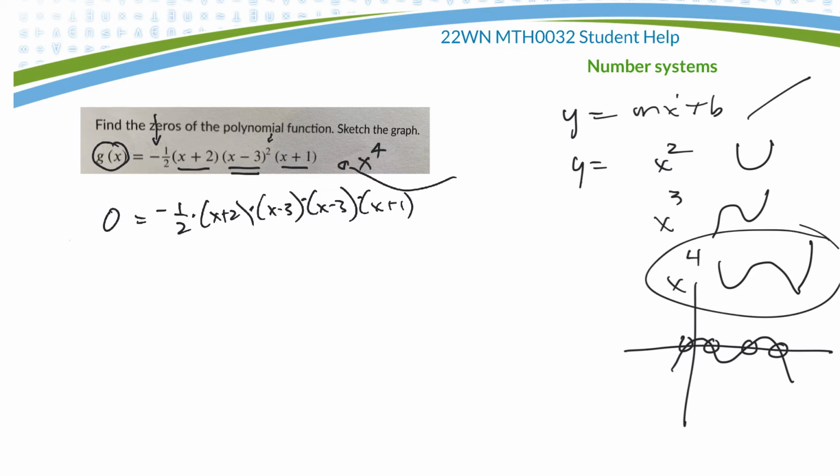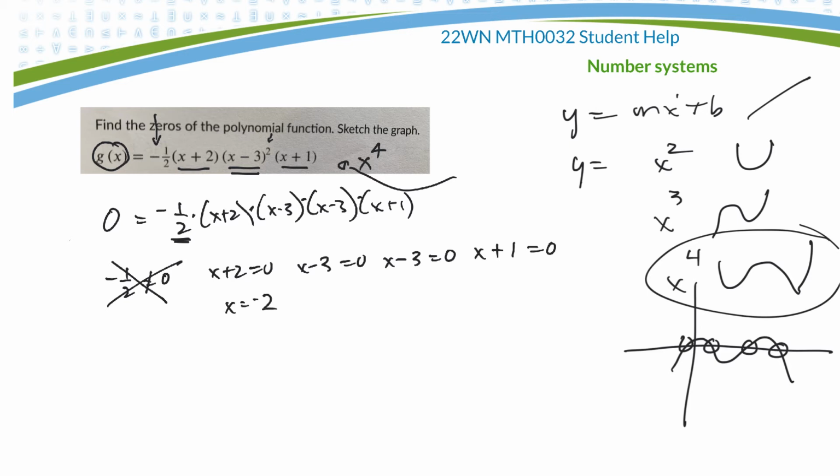So I could say from that zero property that negative 1/2 is equal to 0, because that's a factor. But I know that's a false statement, so I'm not even going to look at that one. Or x plus 2 is 0, x minus 3 is 0, I've got another x minus 3 that's 0, and an x plus 1 is 0. So for this one, I get an x-intercept of negative 2. Here I get 3 with a multiplicity of 2, because there's 2 of them, and I get negative 1.